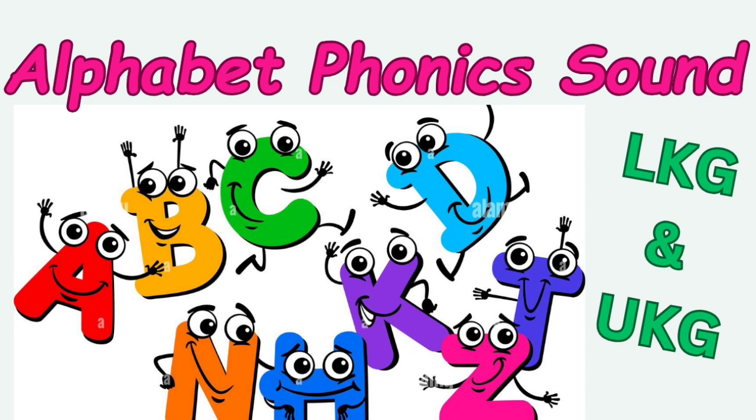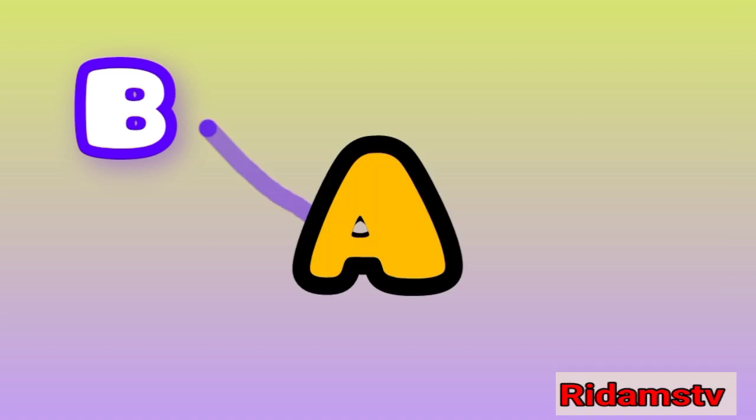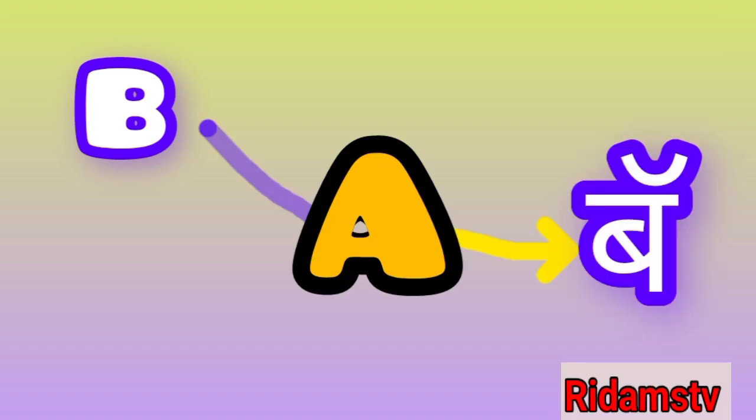In previous video, we have learnt about the sounds of vowels and consonants. Today, we are going to learn about joining consonants to vowel A. Now, as you can see here, the alphabet is B. Sound of B is B. If we join it with A, the sound becomes ba. B, a, ba.